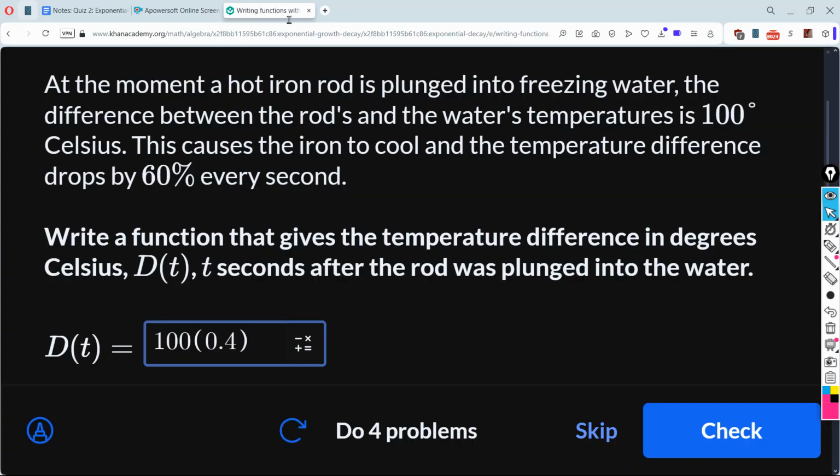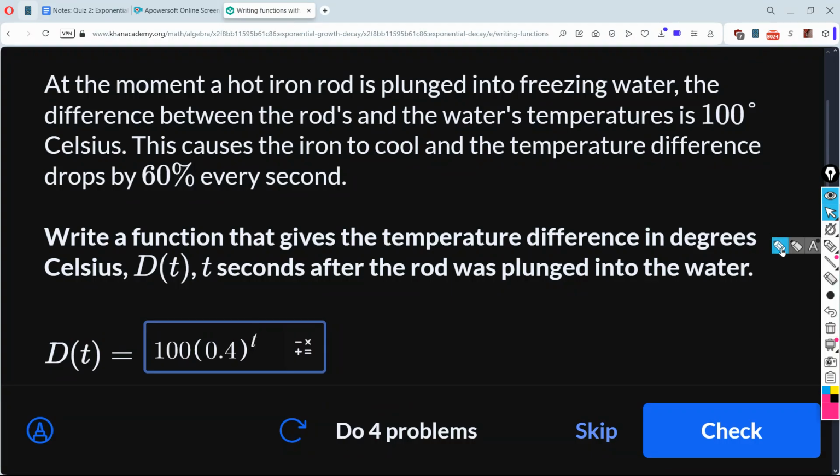All right, 100 times 0.4, and I use shift 6 to get the exponent t. Okay, shift 6 is the caret symbol like that. It'll help you do the exponent, or you can just click on this menu here and get the exponent that way. But 100 times 0.4 to the t.